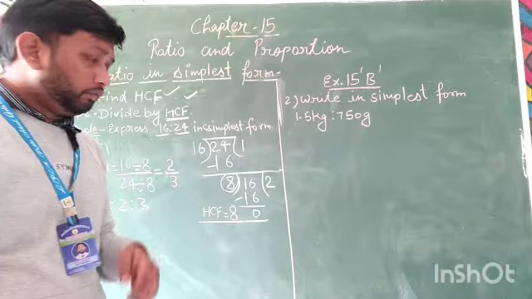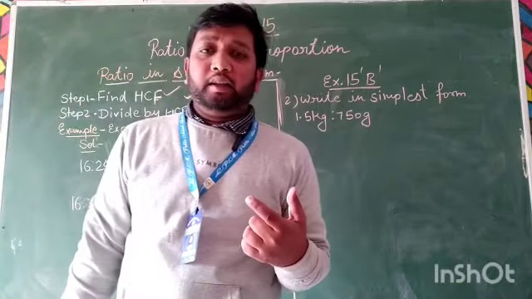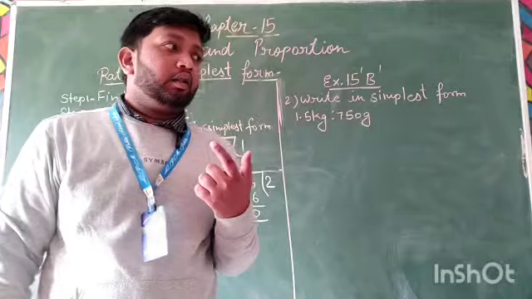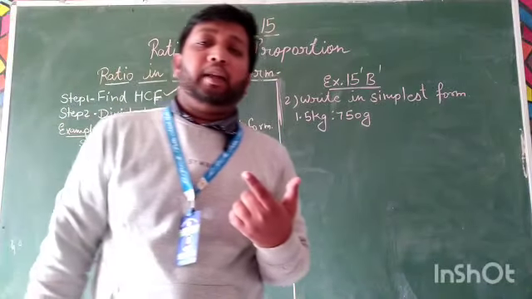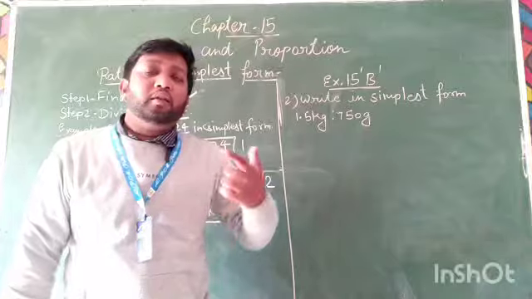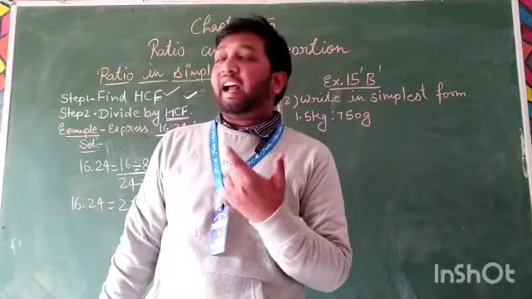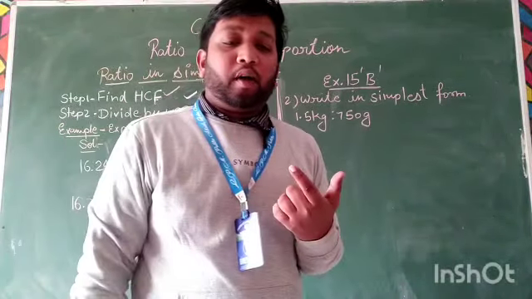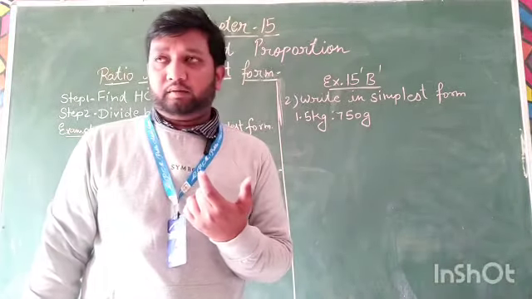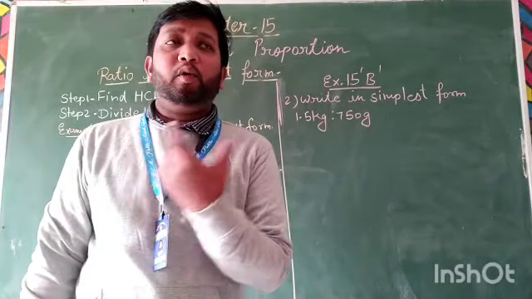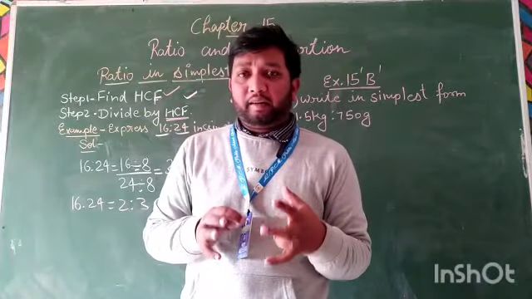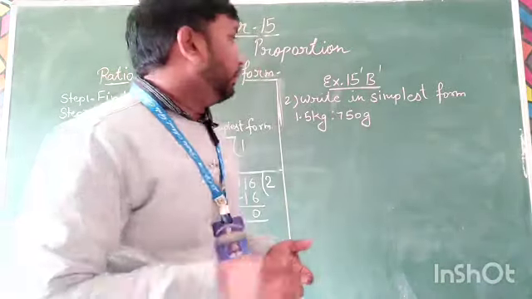Moving on, we know that if we write a ratio, the units of the ratio must be the same. If the units of the ratios are not the same, then first what we do? We try to make both the units the same, then we can solve further.